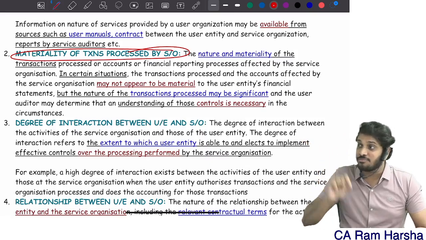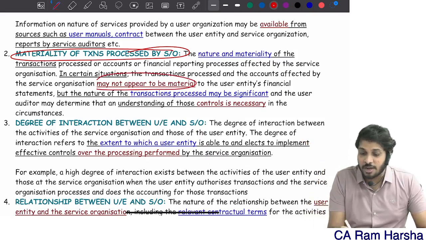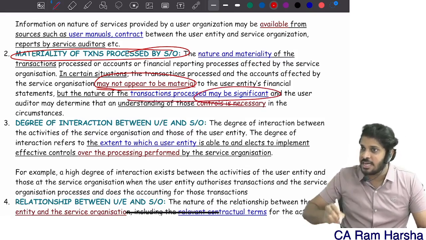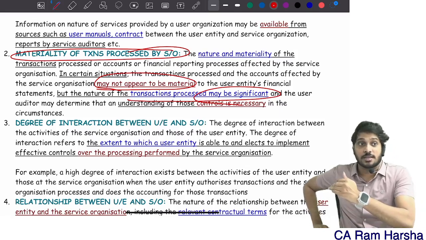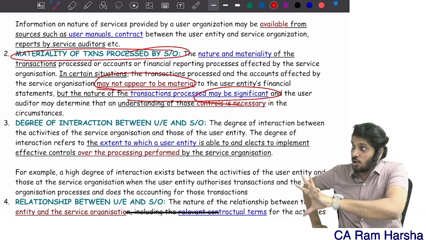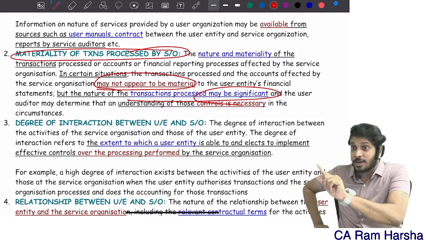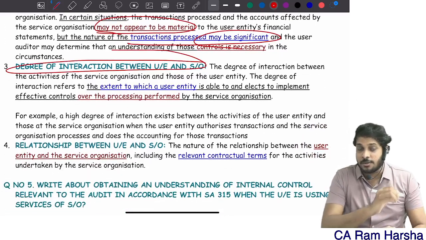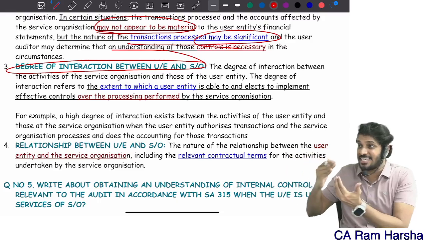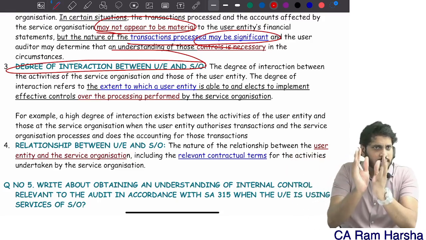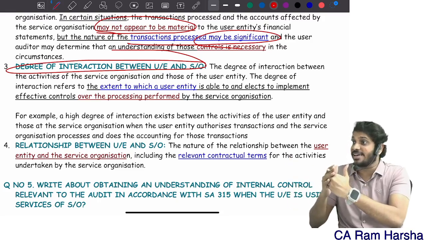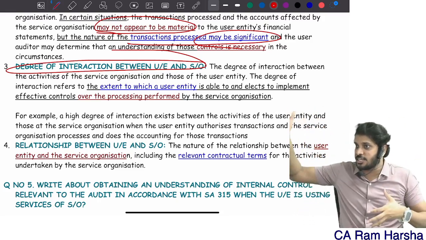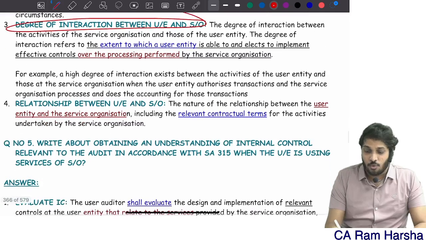Check out. Sometimes the transactions processed may not be material, but the nature of the transactions processed may be significant because they are processing something related to law and regulation. So though the amount involved is less, non-compliance results in punishment, so that may be significant. Degree of interaction: how frequently the service organization and management are interacting, how far our company and the service organization are interacting in this service. Generally interaction will be more when the complexity is more. And what is the relationship?